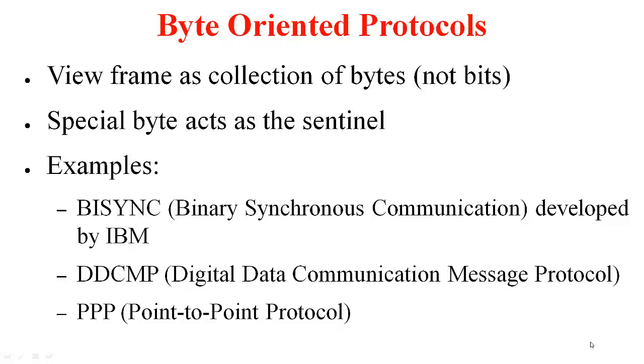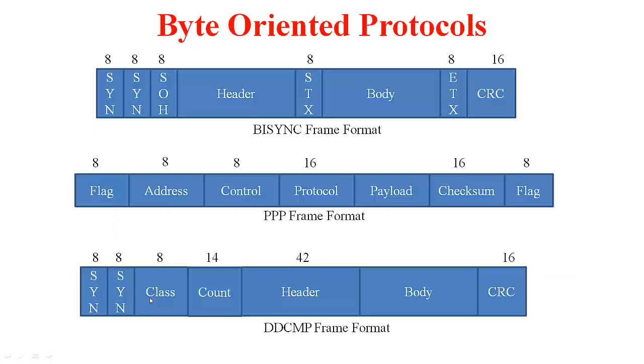So based on this concept, there are two approaches to framing. One is the byte-oriented protocols, which view a frame as a collection of bytes, not bits. So this is one of the older approaches to framing. Basically, this was used to connect terminals to mainframes and their characters were extensively used. So in this approach, a special byte acts as the sentinel, and these are examples of some of the byte-oriented protocols: BISYNC, DDCMP, PPP. So here you can see the frames.